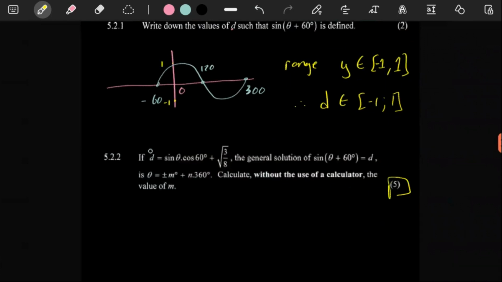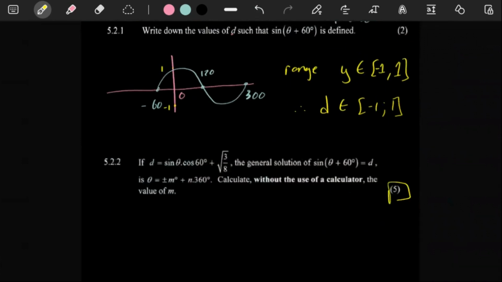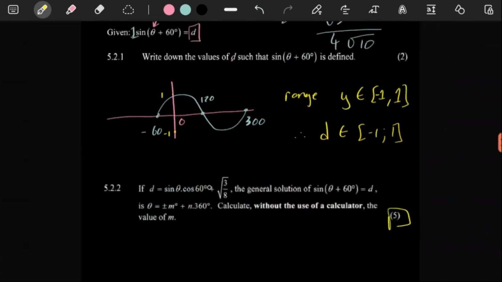5 marks. If d is this plus the square root of 3 over 8, they probably did some compound angle stuff here and got this. They said if d is equal to this plus this, the general solution of this is theta equals plus or minus m plus n plus 360. Calculate without the use of a calculator the value of m.